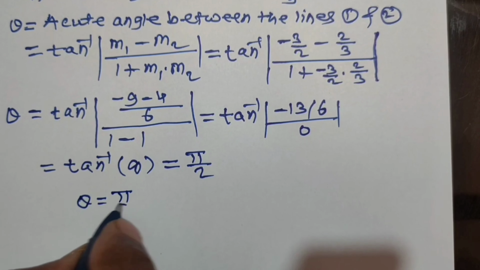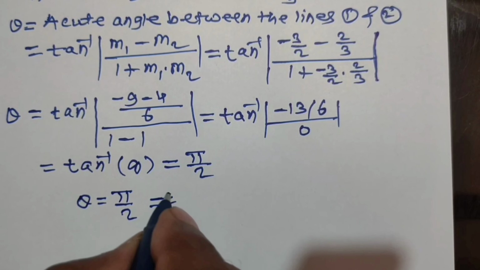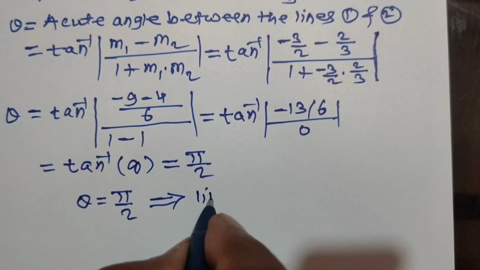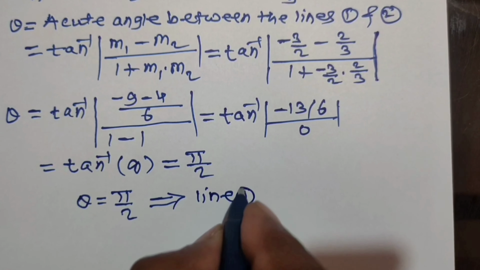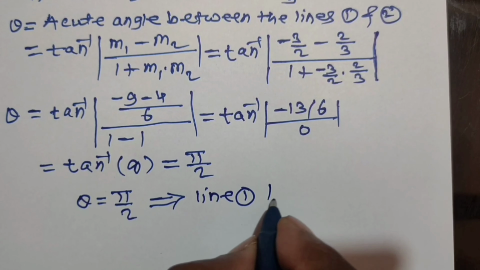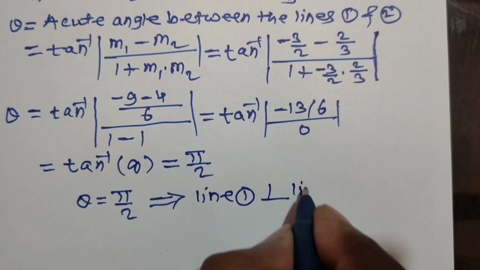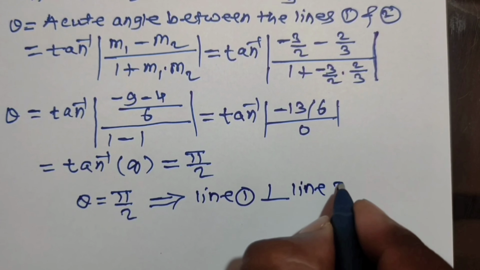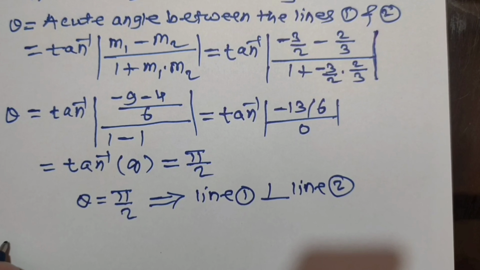Hence we can say angle between given two lines is pi upon 2. Hence line 1 is perpendicular to line 2. And you know condition of perpendicular lines is product of the slopes is equal to minus 1. You can satisfy that also.